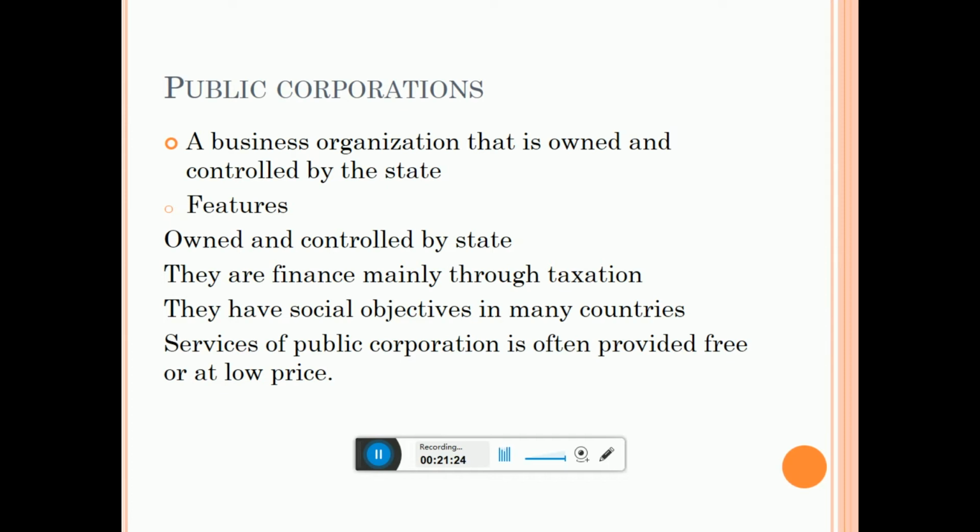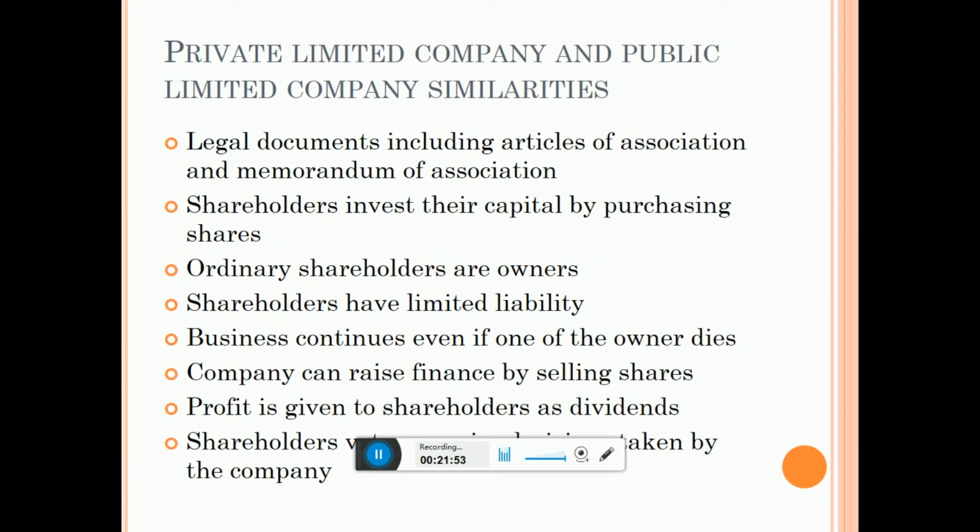The features are: owned and controlled by the state, which is obvious because they are public corporations in the public sector. They are financed mainly through taxation. Obviously, the government earns from the taxpayers. The third is that they have social objectives. In many countries, the government always has an objective of social welfare. The last is that services of a public corporation are often provided free or at low cost, because the government always tries to extend its services.